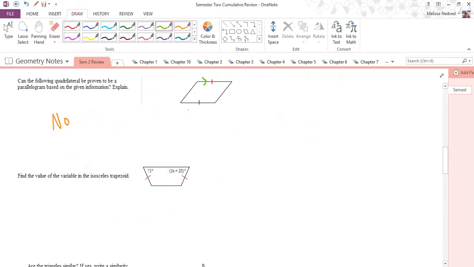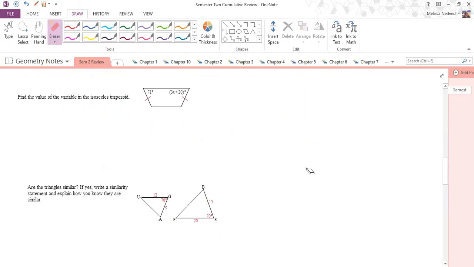Now, if it had been marked like this, where we have one pair of sides congruent and parallel, then we could classify this as a parallelogram. But we just know they're congruent, so we need to stop there. If you need help on any of that, shoot me an email. I'd be happy to dive into that a little bit deeper.